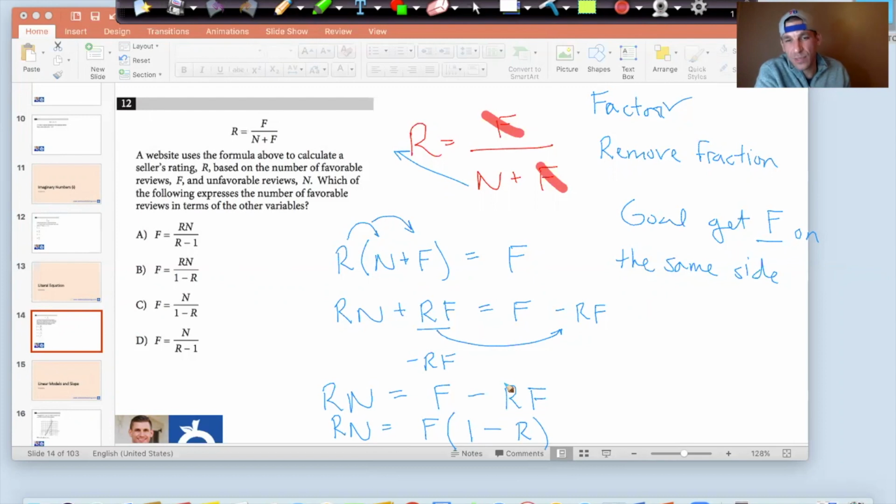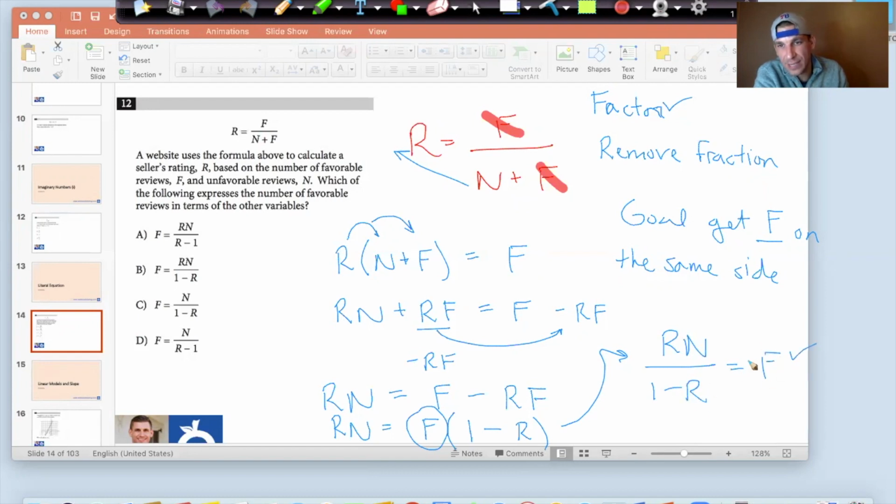Whenever you factor something, think like the reverse of it, like what multiplied by that will actually give me that outcome. So what multiplied by f will give me rf, right? And then that is what goes inside of the parentheses as you're factoring. Now, as I want to solve for this, I'm going to get f by itself, right? That's my goal. I want to divide both sides by 1 minus r. So my overall answer here is going to be Rn divided by 1 minus r is going to equal f.